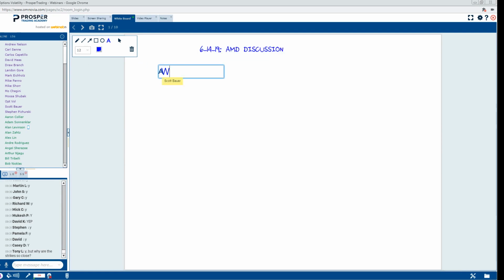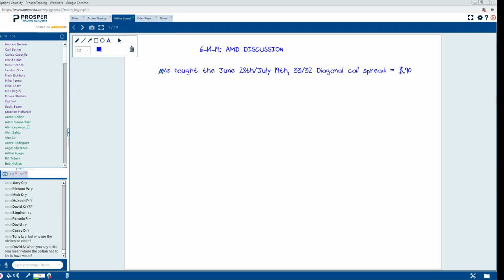Okay. We bought the June 28th, July 19th, 33.32 diagonal call spread for 90 cents. I know some people bought it for less than 90 cents, but that's what the signal was, so that's what I'm going to use here, okay? Okay, everybody with me? Just so far, all I did was put up what the signal was and what we did.